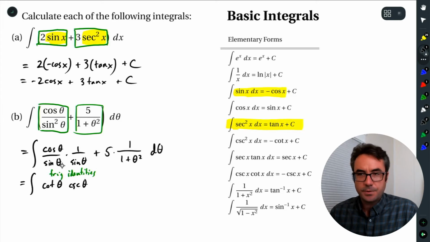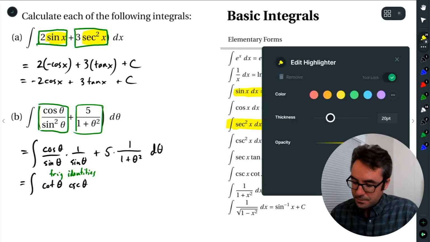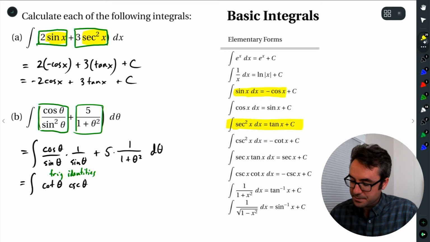So I did some work over here with some trig identities. Now what can we do over here? Well, this 5 times 1 over 1 plus theta squared, this 5 is a constant multiple. And so I'm just looking now for this kind of variable piece. And I see that right over here, 1 over 1 plus x squared. That's going to be inverse tan.